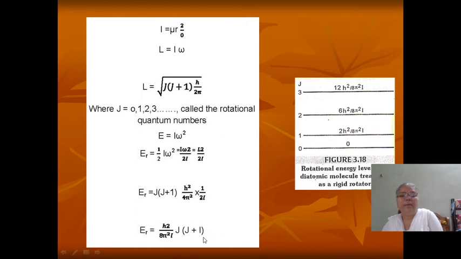And by putting here the values of J equal to 0, J equal to 1, J equal to 2, and so on, we will get the rotational energies for particular J values. Here, when J equal to 0, we get this value as 0. When J equal to 1, we get this value. When J equal to 2, we get this value. J equal to 3, we get this value. These are the rotational energy level diagram of a diatomic molecule. And in this diagram, you will observe that as J values increase, the spacing between the energy levels goes on increasing.